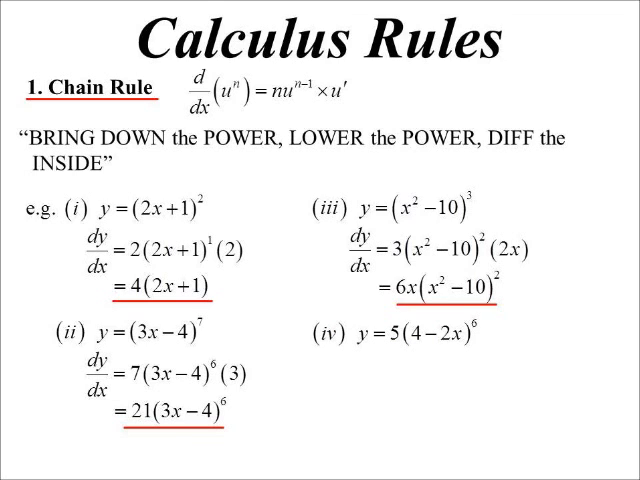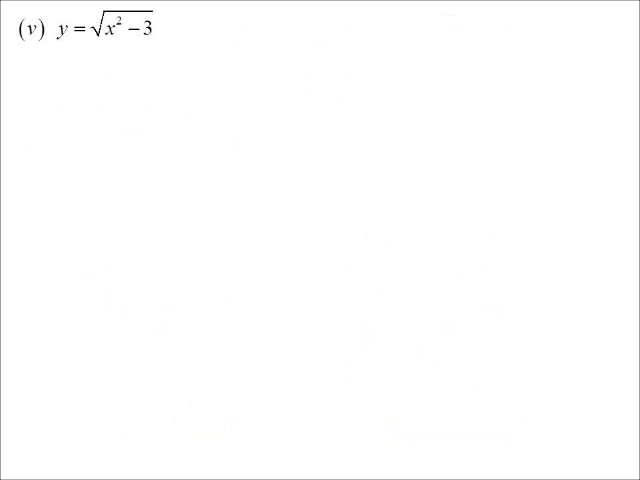When we bring that power down, we just multiply the 2 numbers together. So bring down the power, 5 6s are 30. Lower the power, it becomes 5. Diff the inside. Inside is 4 minus 2x. Differentiate that, we get negative 2. So we have negative 60, 4 minus 2x to the power of 5. Each one of those, yes, we could expand out. Something like this, though, we can't.